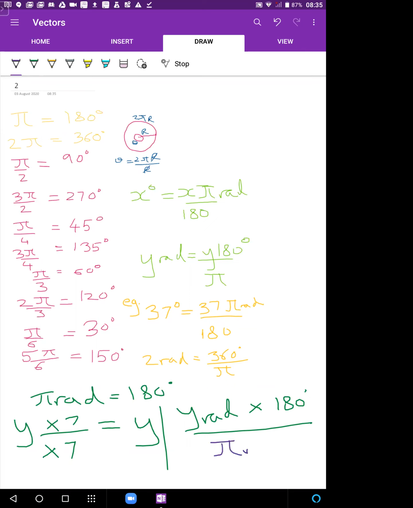I am deliberately going to write now, again using this, 180 degrees as pi radians, so that radians cancels out and I get degrees as my remaining unit. मतलब pi radians is now pi 180. Y radians is now y 180 by pi degrees. That's how we converted this.